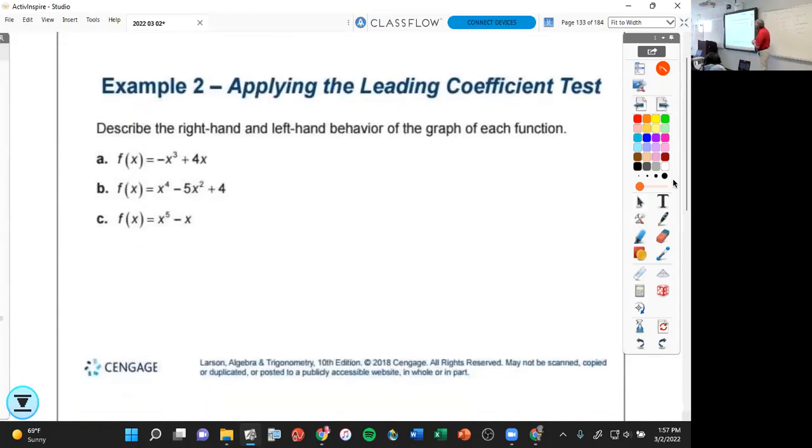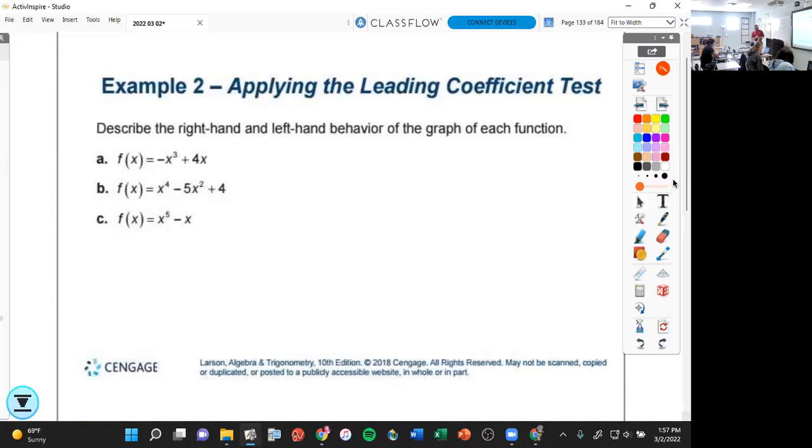Letter A, it says describe the right-hand and left-hand behavior of the graph of each function. All right, listen to my questions. Letter A, what is the degree? Third degree. What is the leading coefficient? -1. What is the leading term? -x cubed. The first term is -x cubed. That's why the leading coefficient is -1, and that's why the degree is 3.